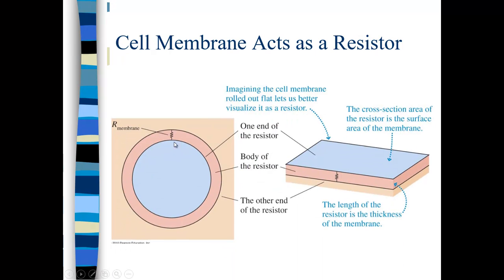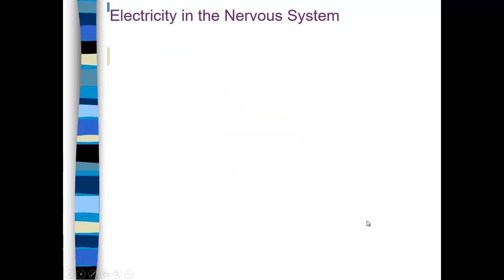Okay, so if we were to flatten this out, we have one end of the resistor, we have the other end of the resistor, and we can just say that this is the cross-sectional area of a cell. It's just the surface area of the membrane, and the length of the resistor is the thickness of the membrane.